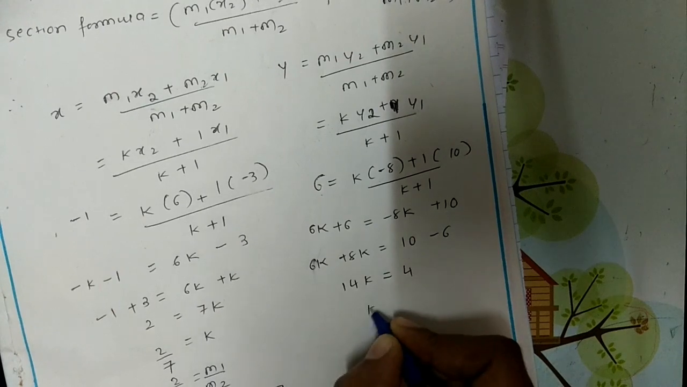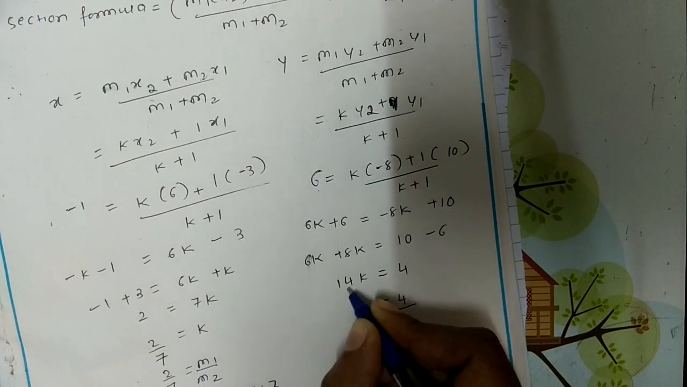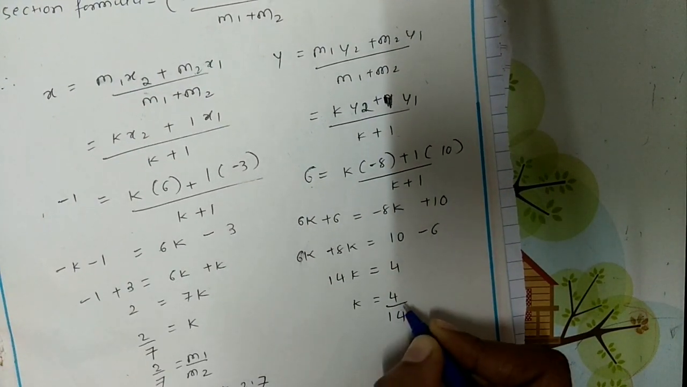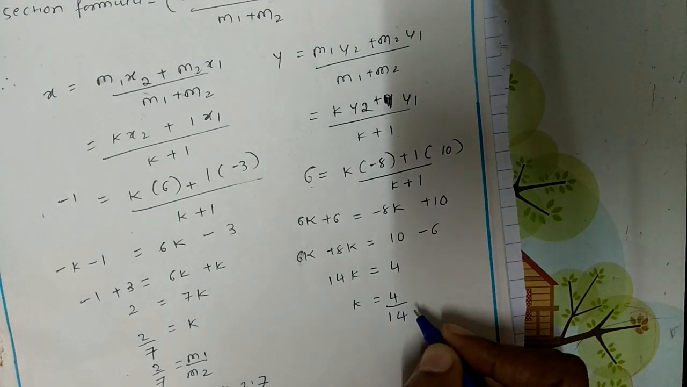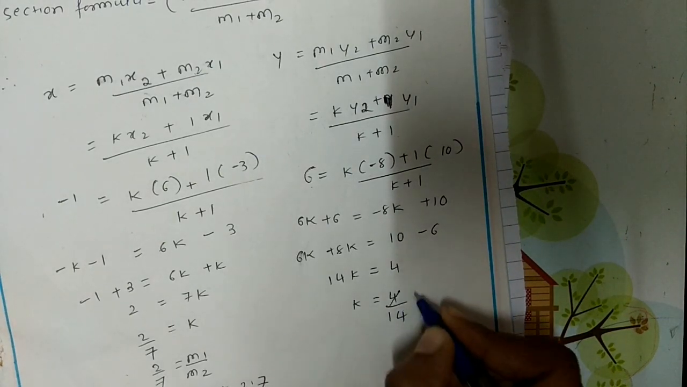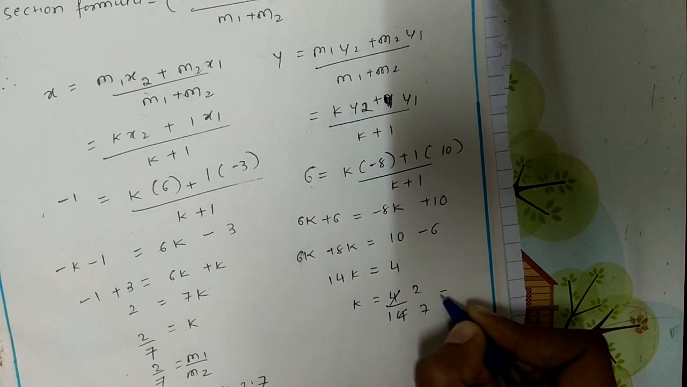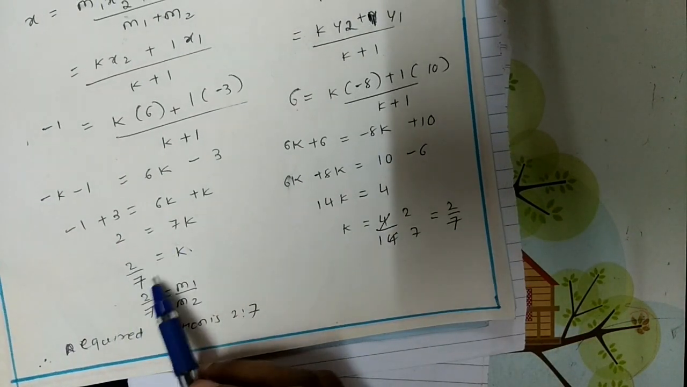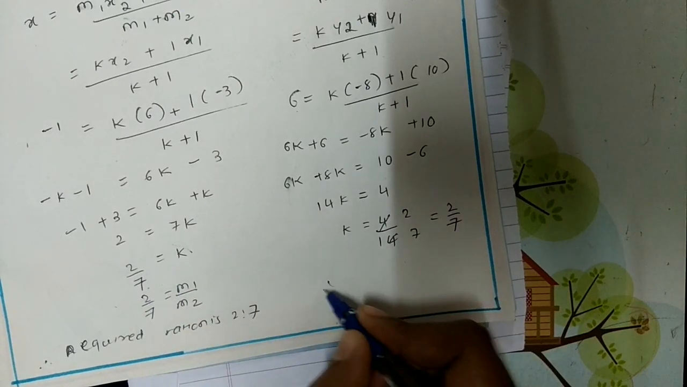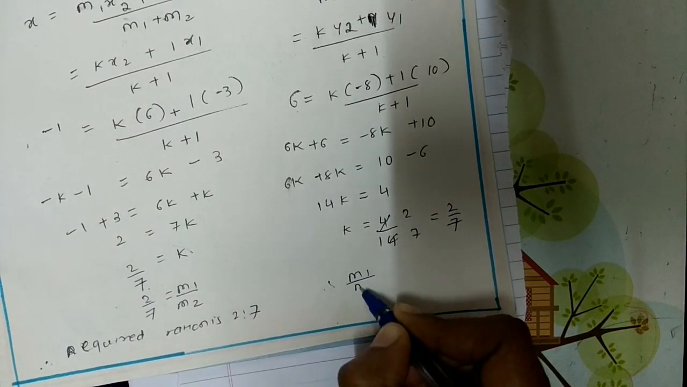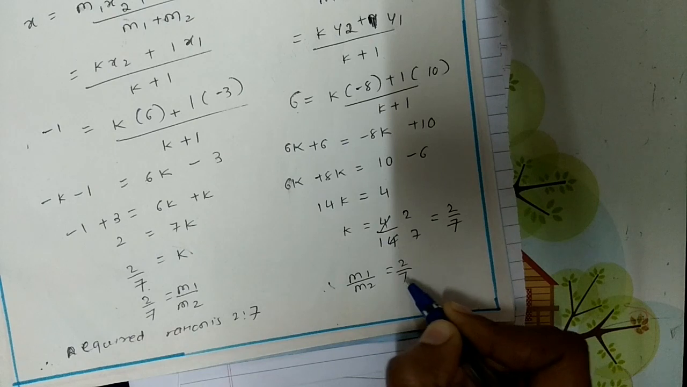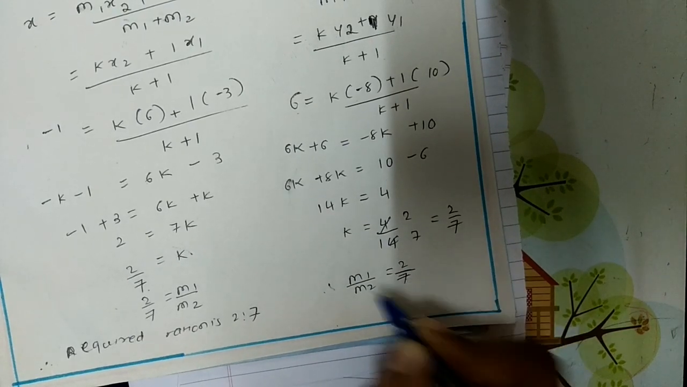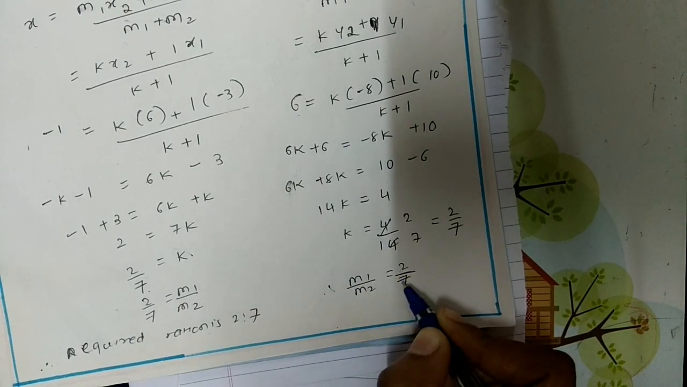So find out the value of K, 4. Bring this 14 this side, it will get divided. So 4 and 14 have the HCF as 2. So 2 into 2, 2 sevens are 14. So we got here K as 2 by 7. And in the previous method also we got 2 by 7. So therefore K is nothing but M1 upon M2, that is 2 upon 7. So here M1 is 2 and M2 is 7.